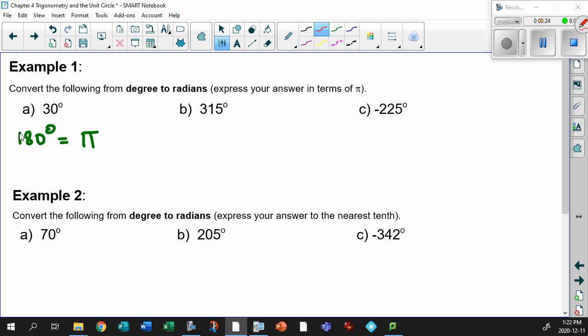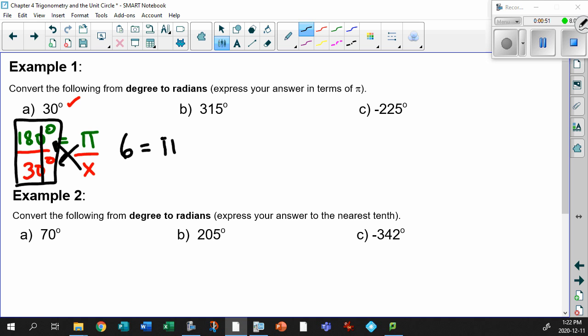Watch. If I set up a proportion, that means this 30 degrees here goes here. This goes to x. We want to know how many radians it is. Well, you can do all that cross multiply stuff, but before you do that, try to simplify this side. See what it works out to be. If you take 180 degrees and you divide it by 30, look, cancel out the zeros. 18 divided by 3 is just plain old 6. So you got 6 equals pi over x.